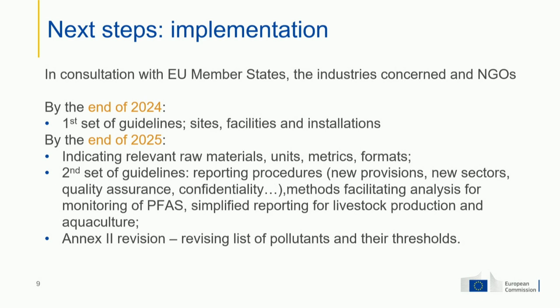Then by the end of 2025, we'll be quite busy with another set of guidelines, on reporting procedures, because we have new provisions, new sectors, new quality assurance aspects, and confidentiality aspects linked to reporting on raw materials, for example. We'll be working on methods facilitating analysis and reporting on PFAS, and also establishing guidance on simplified reporting for livestock production and aquaculture. We'll also work on relevant raw materials, what they are per sector, because each sector will have different raw materials to be reported, different weight of those materials. We will be discussing unit metrics, how it should be reported, and finally, a big chunk of work on Annex 2 revision. We'll need to finalize it by 2025.